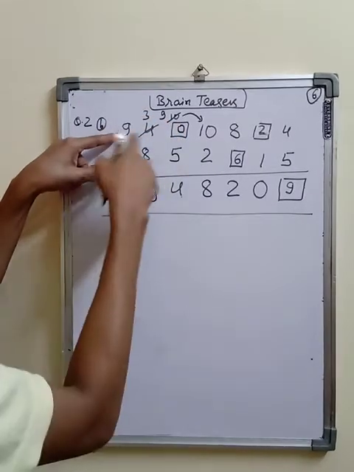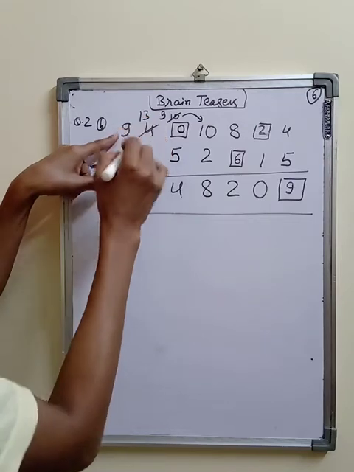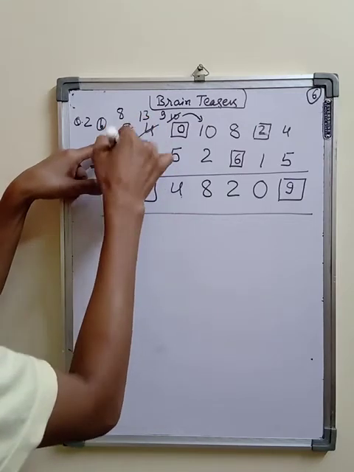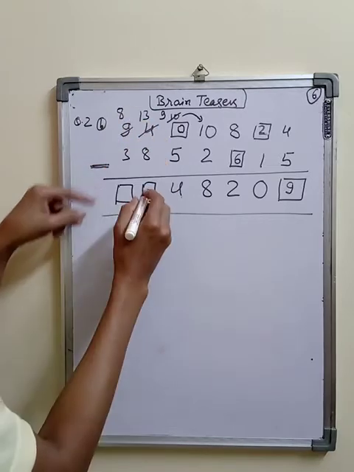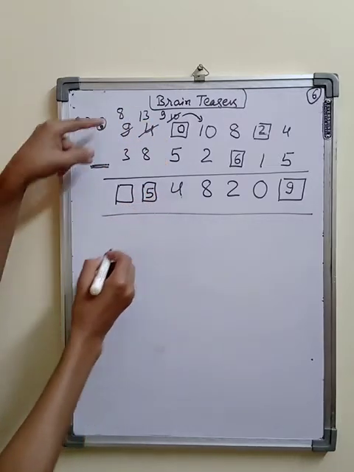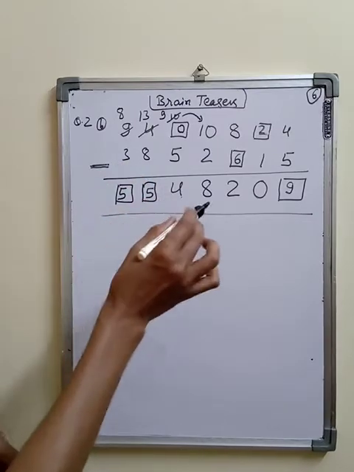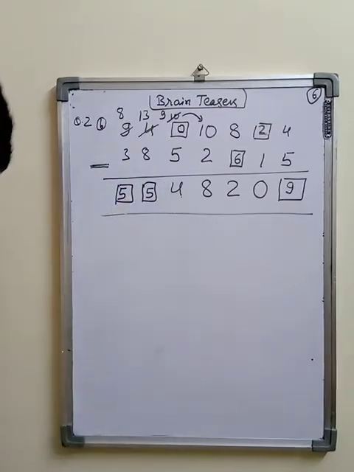So we will borrow from here 1, this is 13. 13 minus 8, now this became 8. 13 minus 8, this will be 5. And 8 minus 3, this will be 5. So such type of question, solve carefully.